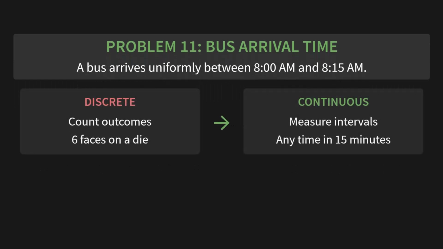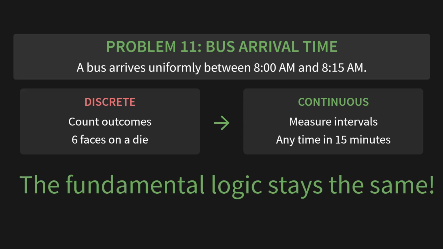So here's what's cool. Continuous probability uses the same logic as discrete probability. Instead of counting outcomes, you measure time. Instead of adding up cases, you calculate ratios of intervals. The fundamental idea, favorable over total, stays exactly the same.